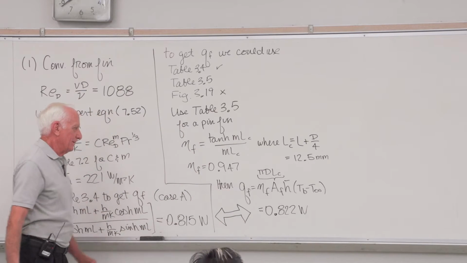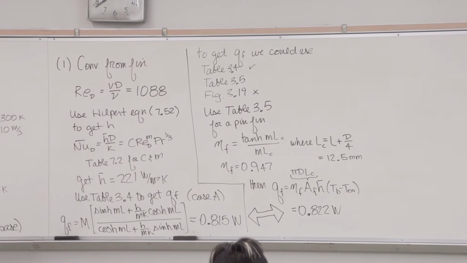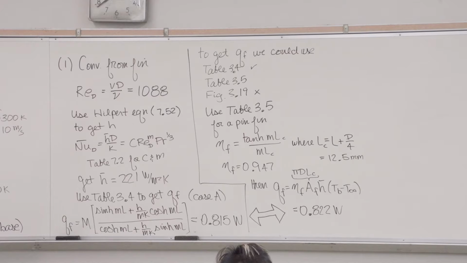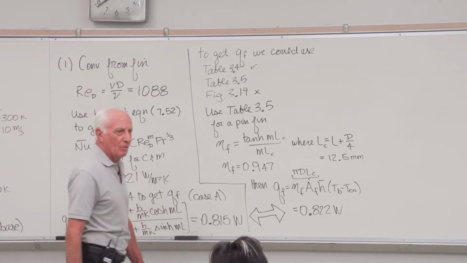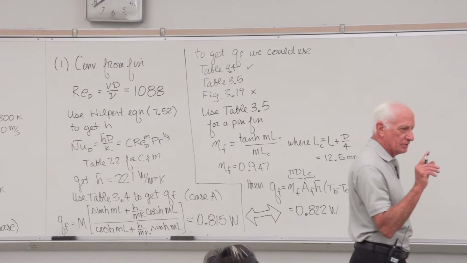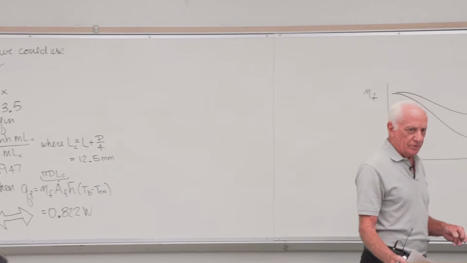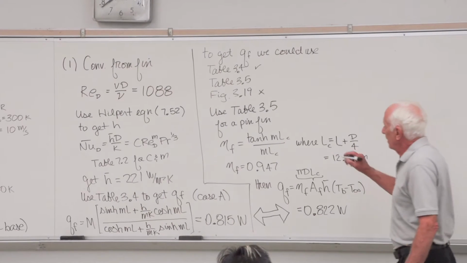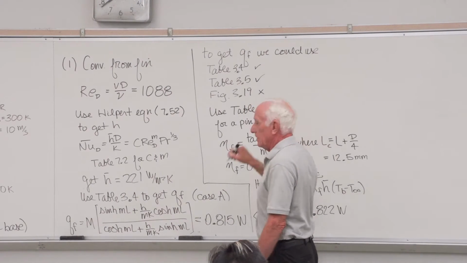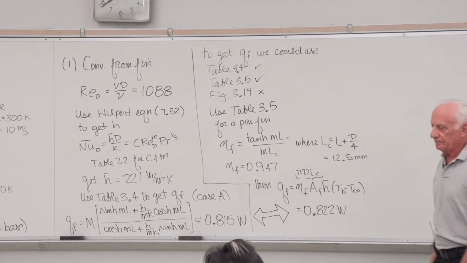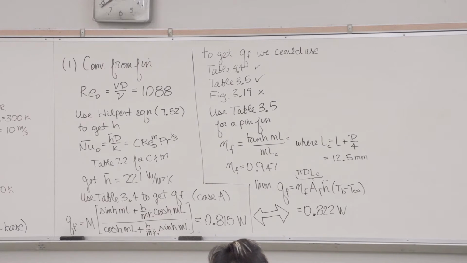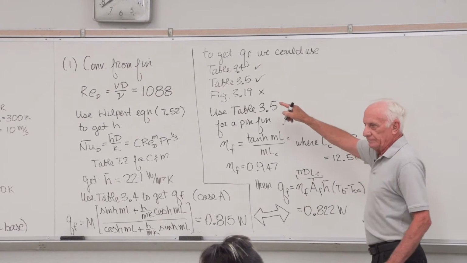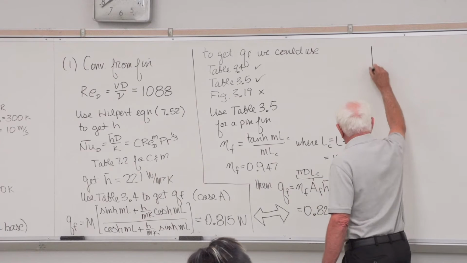Oh yeah, they agree, really good. 0.815, 0.822, 7 parts out of 800, less than a 1% difference. Whether you use table 3.4 or whether you use table 3.5, you get the same answer. Okay, that's good. That's good practice then. Don't use figure 3.19, no, wrong.